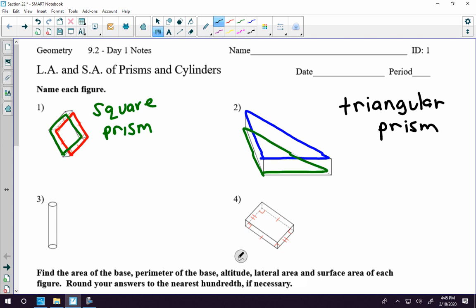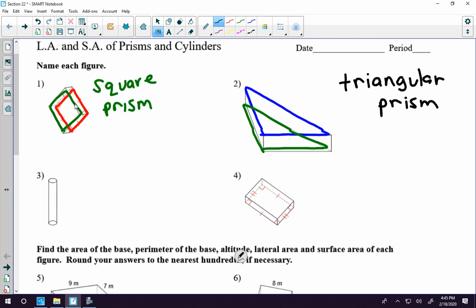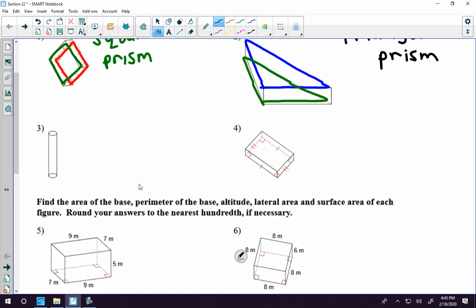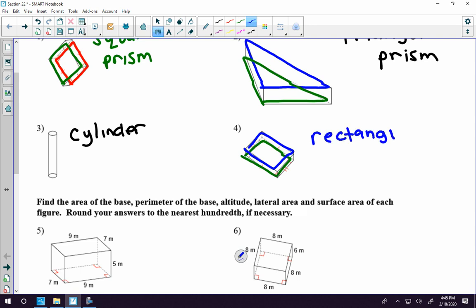Okay, if we look at number three, three is a cylinder. Cylinders do have two bases. The top base of that cylinder is a circle. The bottom base is a circle. The name for that is a cylinder. So three is a cylinder. And then number four, if I highlight the bottom base down below in green, which is a rectangle, and then the top base on top is also a rectangle. So four is a rectangular prism, because the two congruent bases are rectangles.